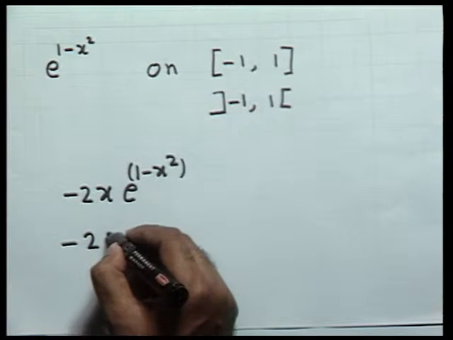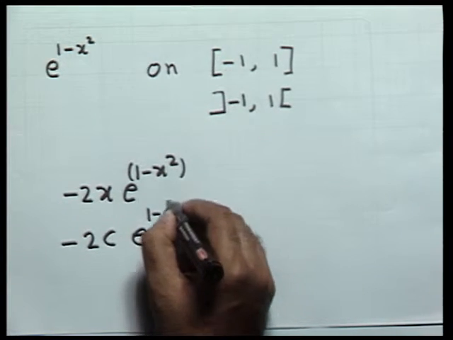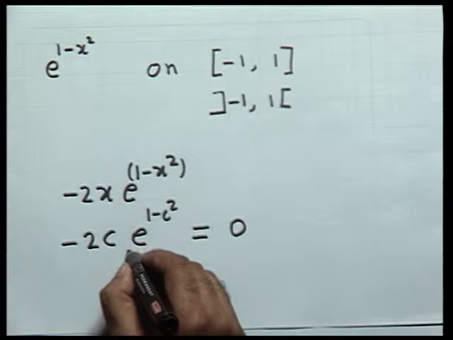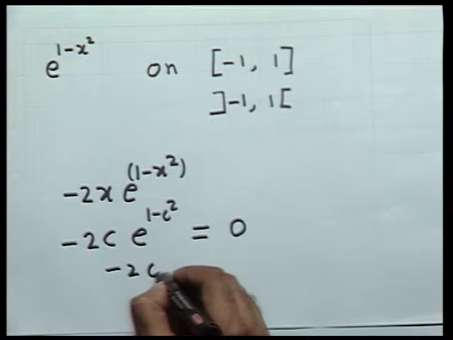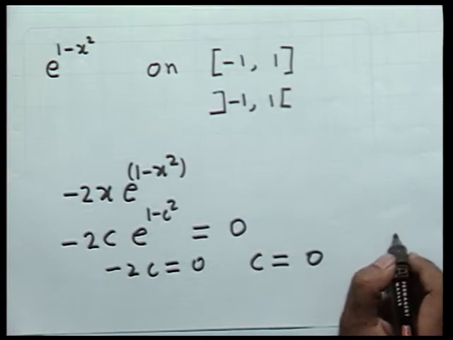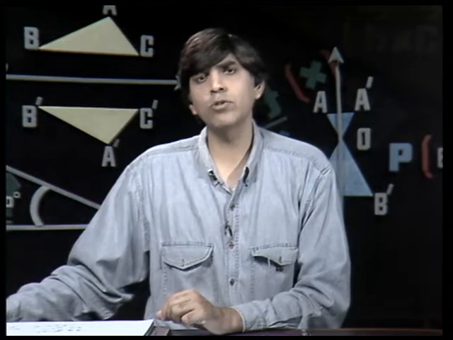So, by Rolle's theorem, there will be a c such that minus twice c e to the power 1 minus c square is equal to 0. We know that the exponential function is never equal to 0, and therefore, minus twice c must be 0, which implies c is equal to 0. Well, that is the c whose existence was guaranteed by Rolle's theorem.